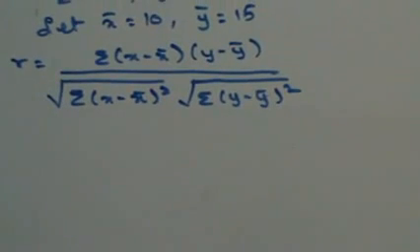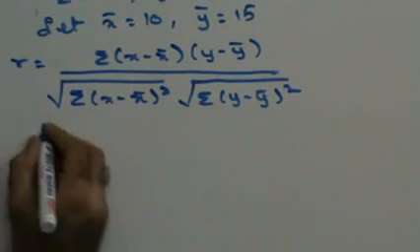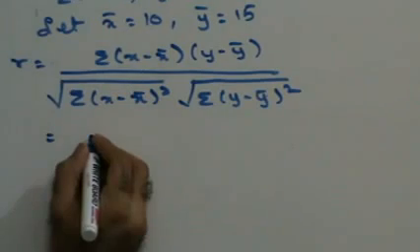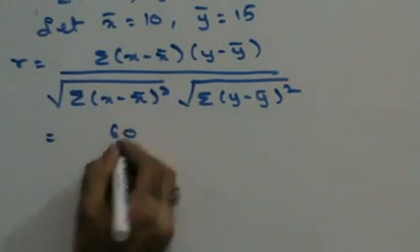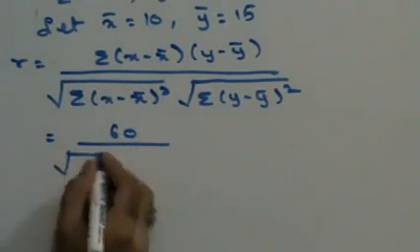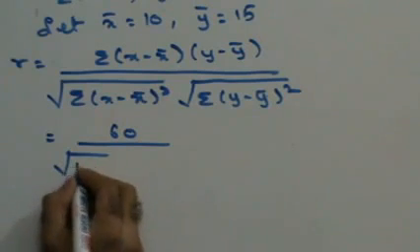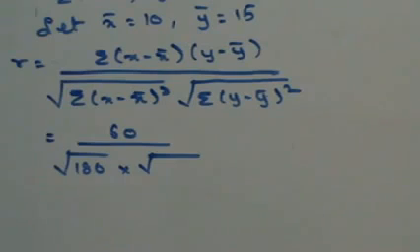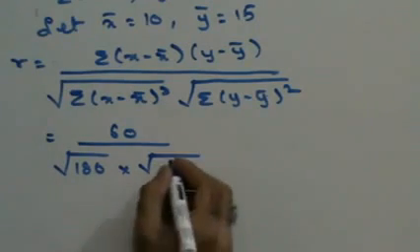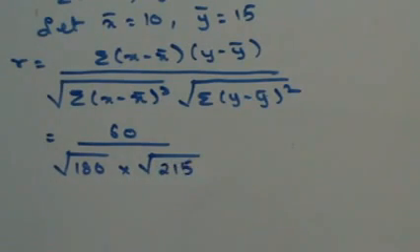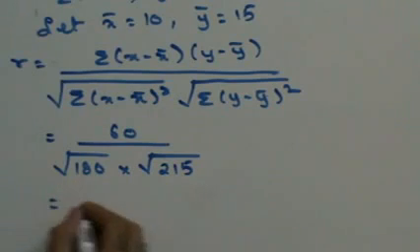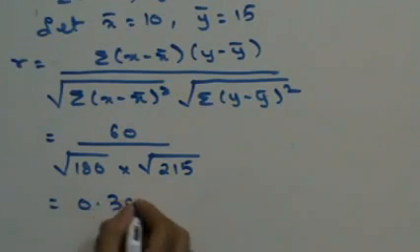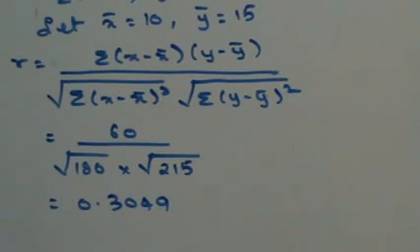Fine, do we get this thing here? Substitute the values. In this case, you will get (x minus x bar)(y minus y bar) is 60 upon square root of (x minus x bar) the whole square 180, square root of (y minus y bar) the whole square 215. Solve the equation. When you solve the equation, you will get the value of R, that is 0.3049. Fine.